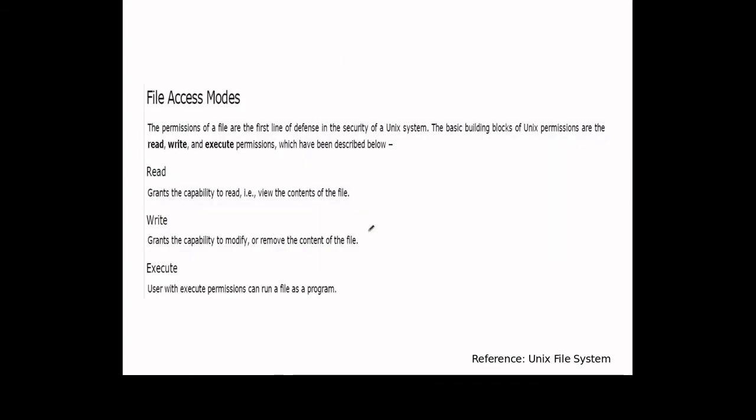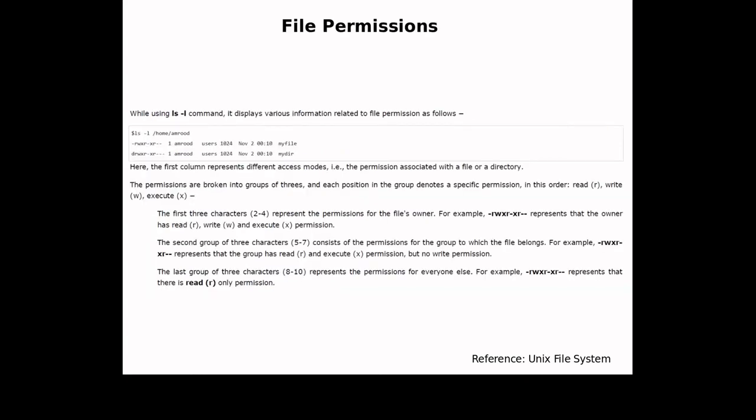Then the file access modes. As we have to read a file and write into a file in this program, we have to set the file access mode also. There are 3 file access modes: read, write and execute. Read means we can only view the content of the file. Write means we can modify or remove the content. And execute means we can run that file as a program. So this we are going to use in the program.